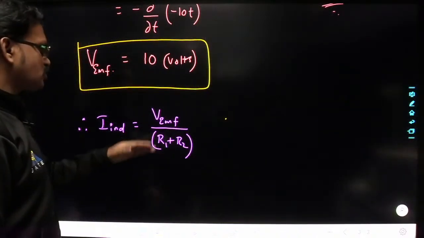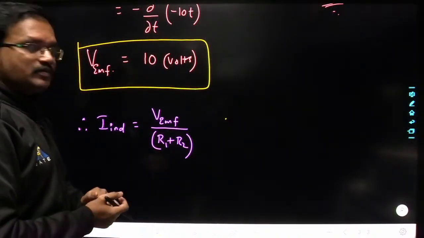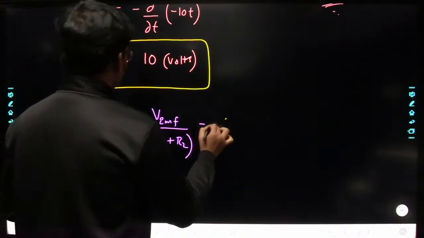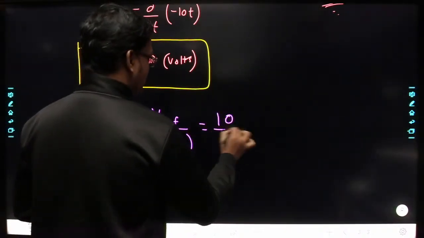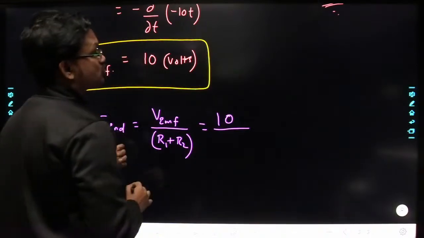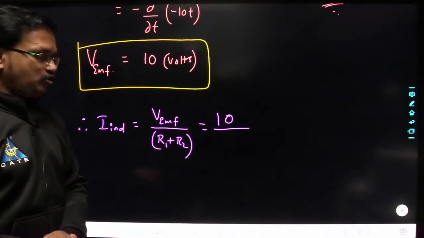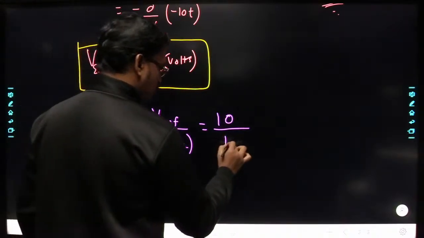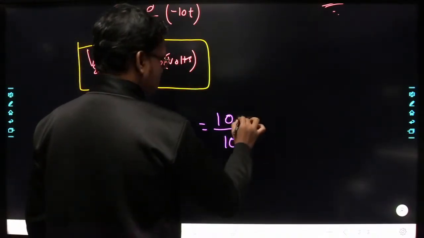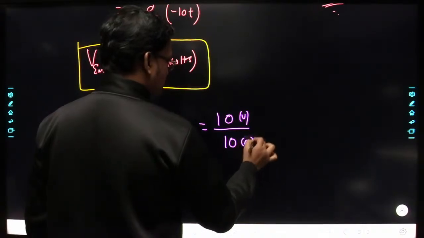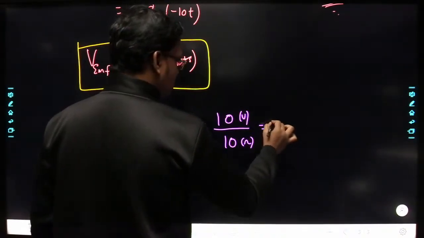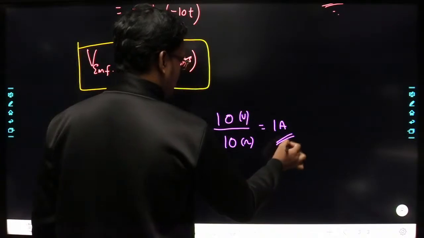So I induced is equal to V_EMF divided by R1 plus R2, where V_EMF is 10 volts, divided by R1 plus R2. I have taken one value as 1 ohm and the other as 9 ohm. So 1 plus 9 gives you 10 ohm. So 10 volts divided by 10 ohm, you are going to get 1 ampere.